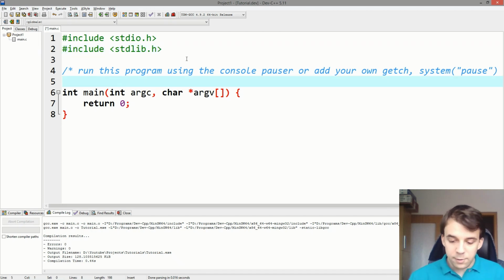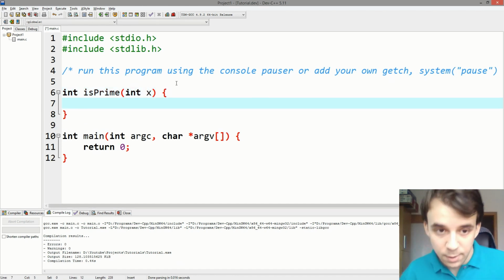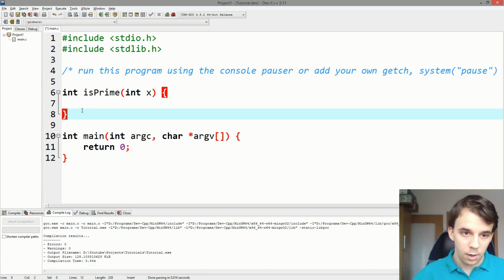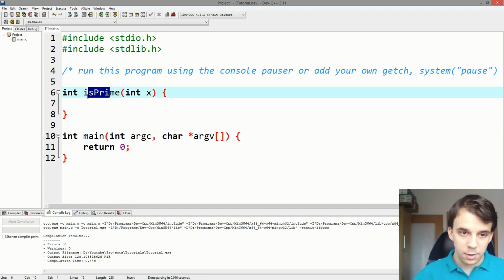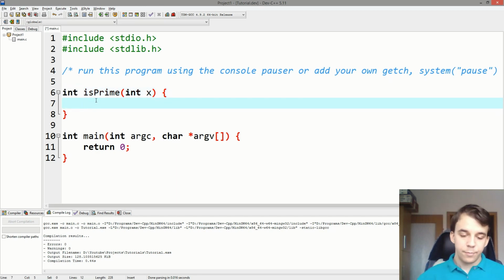So, to do this, let's create a function, int, let's name it is_prime. I'm going to give it an x. When we call this, it should return 0 if it's not prime and 1 if it's prime, okay? How do we do this?